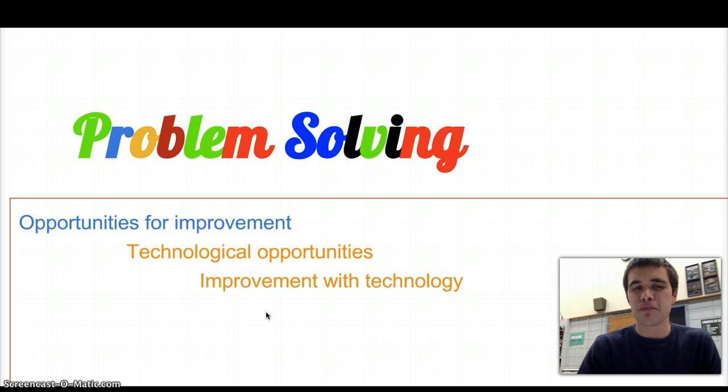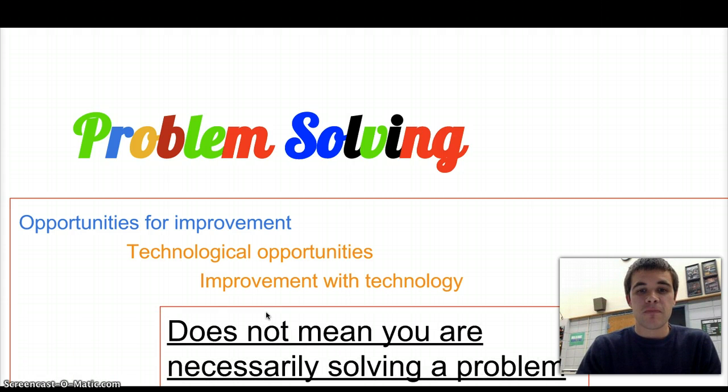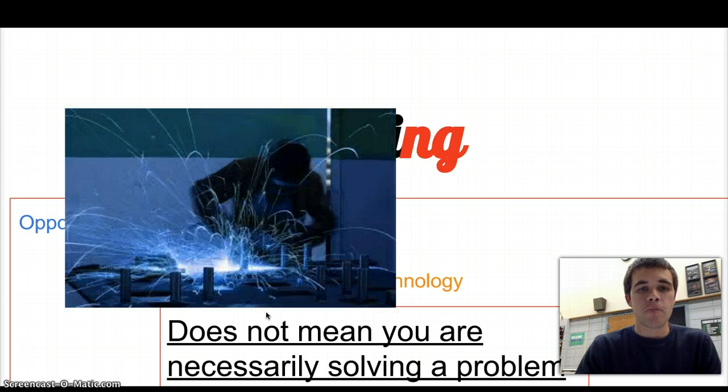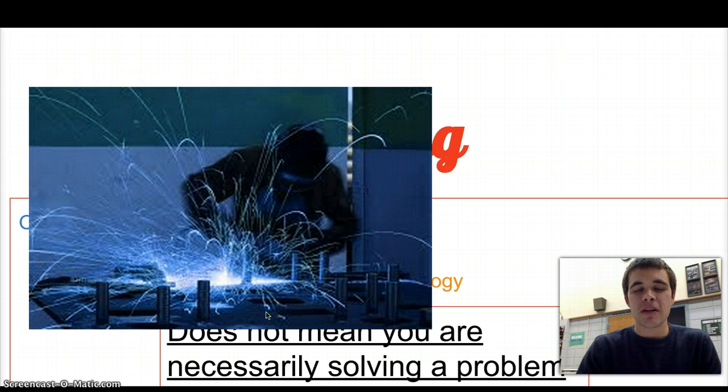Now, opportunities for improvement. These are technological opportunities that don't necessarily mean that you're solving a problem. However, you are improving upon something. Like I said, you're not necessarily solving a problem. Take this. This is a welder. The guy is using what looks like a wire welder. They've been around a while.